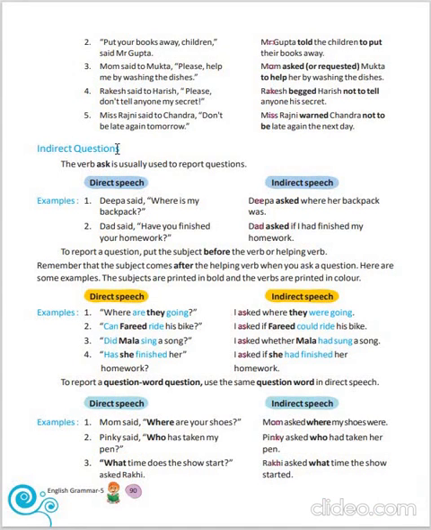Indirect questions. For this, suppose Deepa said, "Where is my backpack?" For indirect, how can you do it? Deepa asked where her backpack was. So like this, you can change. Now, "Where are they going?" For indirect, I asked where they were going.